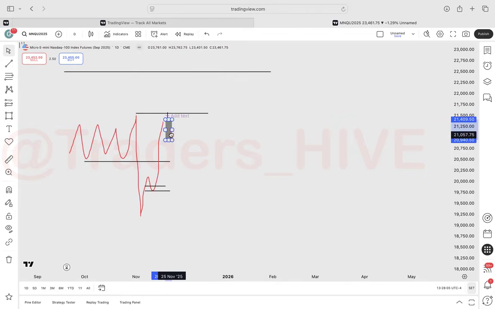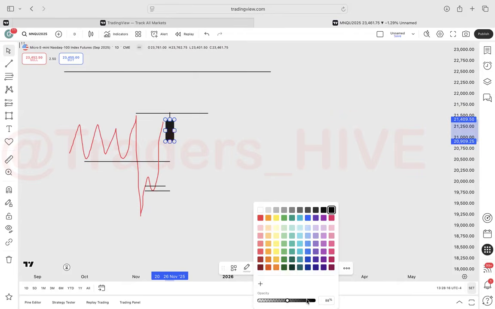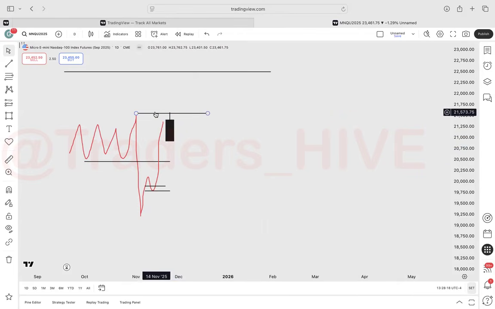And I can't put that line in the direct middle. I don't know why. Let's see if I can do it now. There we go. There's our bearish candle right here.